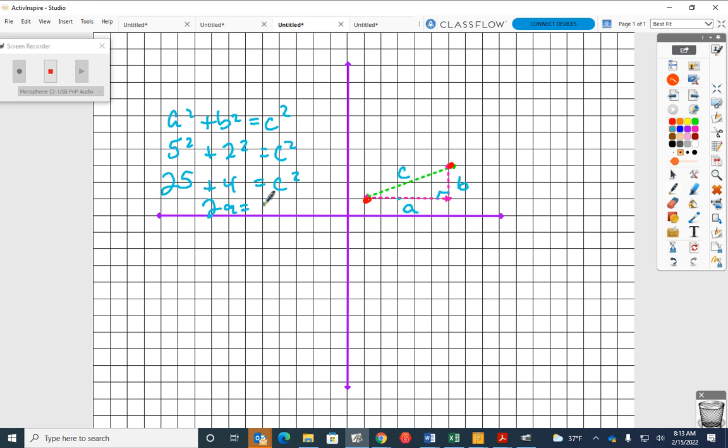29. So the square root of 29. Is 29 a perfect square? No. So what's the square root of 29? 5.4. Okay, so we're going to write 5.4 equals C. Is that correct? No, it's about. What's wrong with that, Lily? You have to say about, because we rounded and it's not a perfect square. So I'm going to say 5.4 units is about C. Does that look closer? Yes.